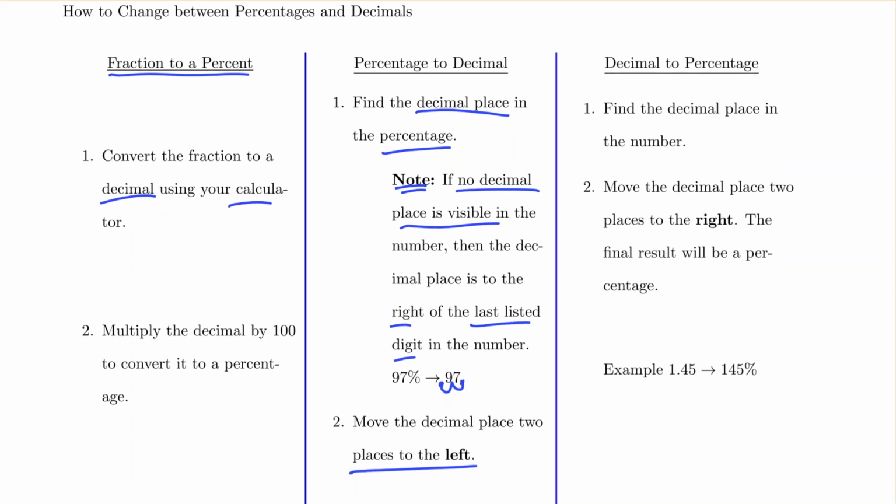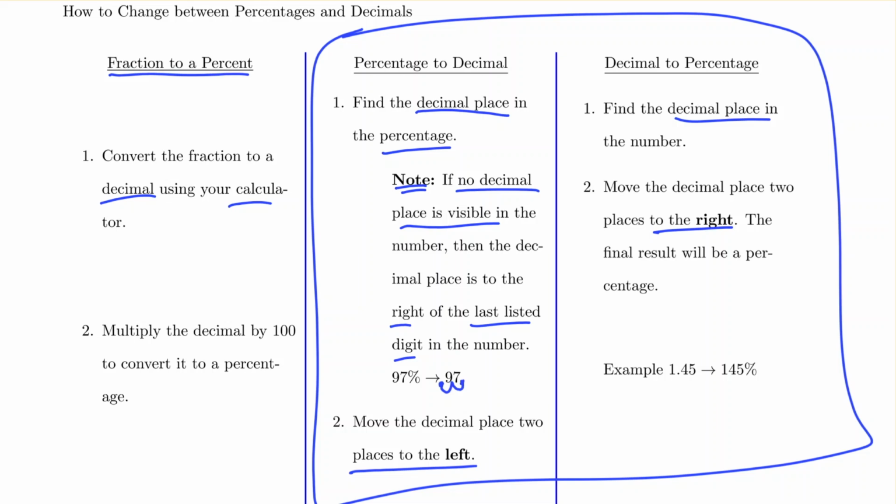Now to go from a decimal to a percentage, you find the decimal place in the number, and you move the decimal place 2 places to the right. And the result's a percentage. So for example, 1.45, I'd find the decimal place, move it over twice, and we get a percentage of 145%. You notice these two are the reverse of each other. One moves to the left, one moves to the right.